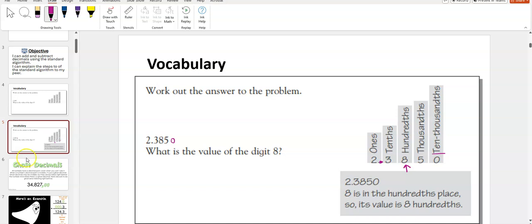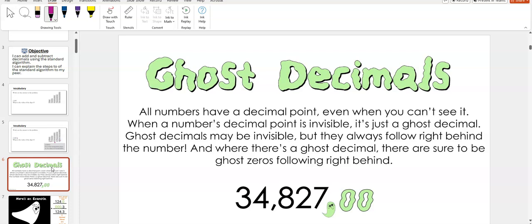It is important to know our place value because that is how we add and subtract numbers. When we add and subtract numbers, we're going to be lining up those decimal points, but some numbers don't have decimal points visible. All numbers have a decimal point, even when you can't see it. So when a number's decimal point isn't visible, it's just a ghost decimal. Just like ghosts appear when needed and are not always seen, but always there, ghost decimals may be invisible, but they always follow right behind that number. And where there's a ghost decimal, there are sure to be ghost zeros that follow right behind it.